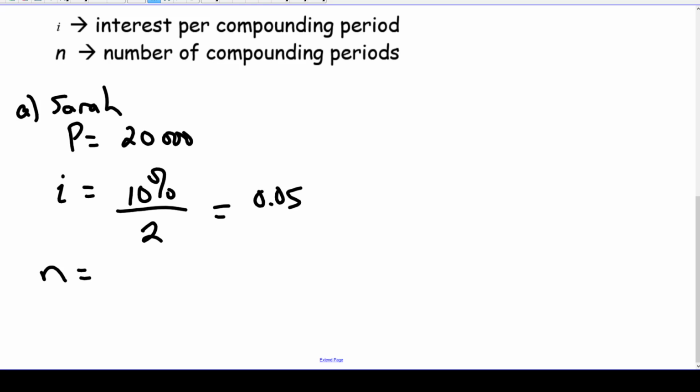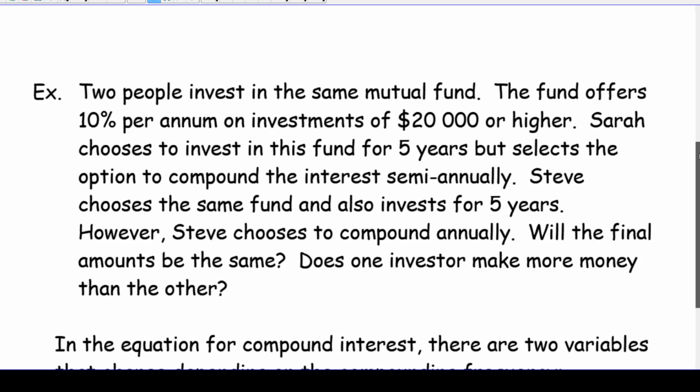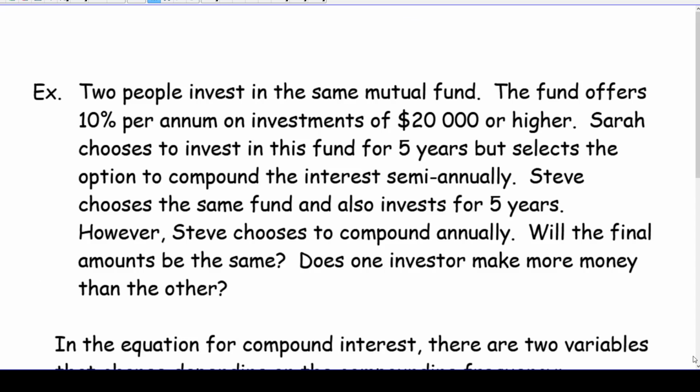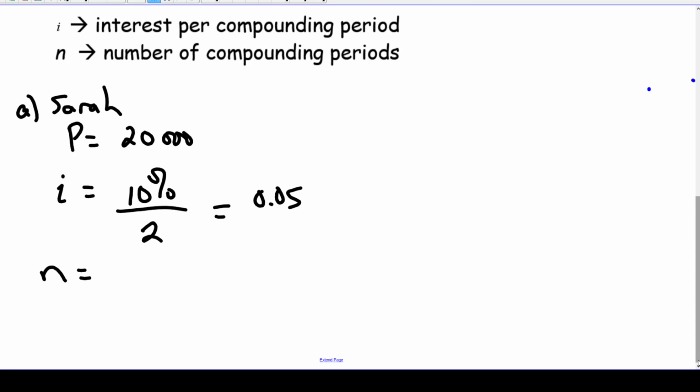Our N value, and this is the first time we're calculating the number of compounding periods, has to be based on how many years are going by, as well as how many payments per year you're getting. We're investing for how many years again? Okay, I'm going to have to use my mouse. My pen is not working properly. We're investing for 5 years. We're getting paid twice per year. So if we're investing for 5 years, twice per year, we're going to multiply 5 times 2.